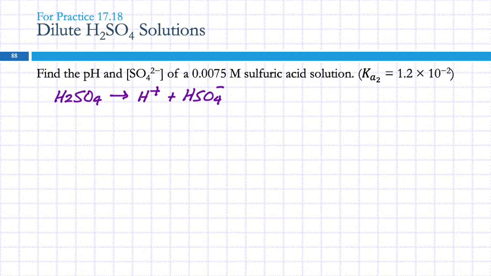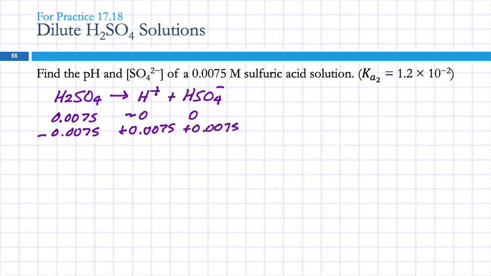So if we started with 0.0075 molar sulfuric acid, and essentially none of that, and none of that, then all of this is going to go away. And so our equilibrium concentrations for the hydrogen ion and the hydrogen sulfate ion after the first ionization will be equal to 0.0075 molar.